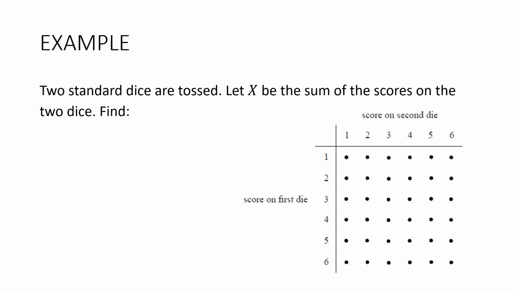Let's look at an example. 2 standard dice are tossed. Let X be the sum of the scores on the 2 dice. Find the probability that X is equal to 6.